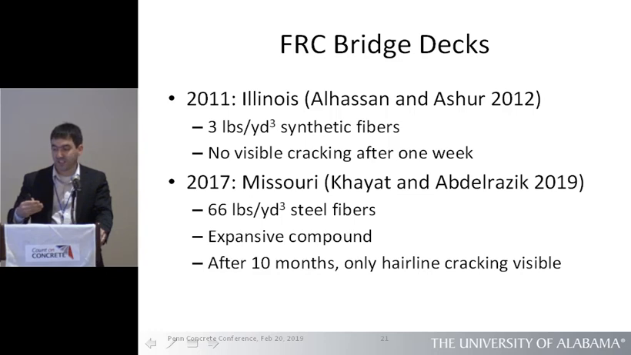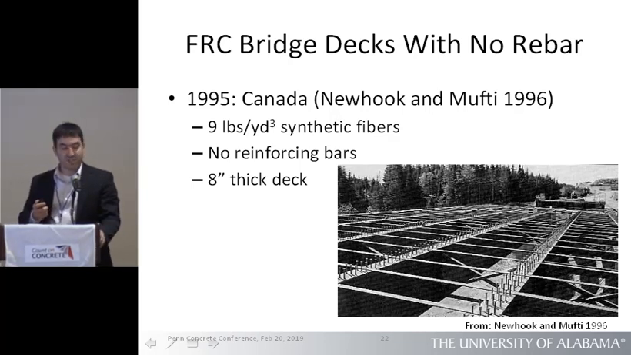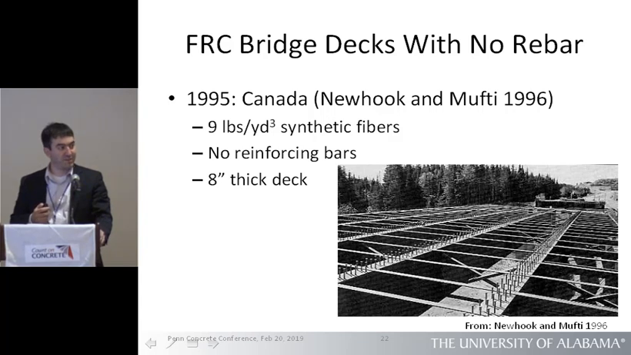And then there's one last project where the crazy Canadians decide, let's make a bridge deck with no rebar. So in 1995, in Canada, the Salmon River Bridge, they used 9 pounds per cubic yard of synthetic fibers, no reinforcing bars whatsoever in the deck. The entire deck was just fiber reinforced concrete. It was 8 inches thick, and they cast it.